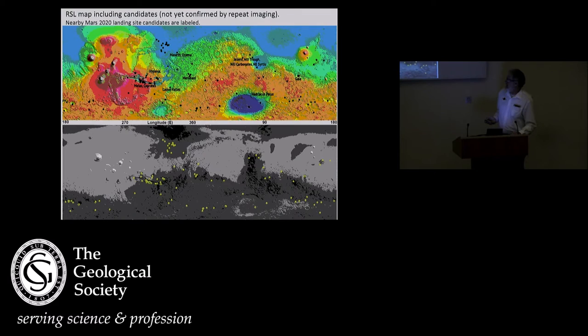Okay, and you can see concentrations in Valles Marineris, Acidalia. This is the Newton Crater region, which is also very abundant in gullies. There's lots of RSL here. There's more than we've got mapped here, just because we compete with ourselves in targeting one site intensively. We don't sample the surrounding area as well.